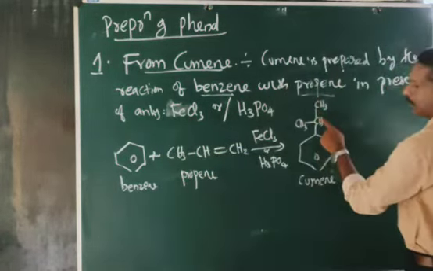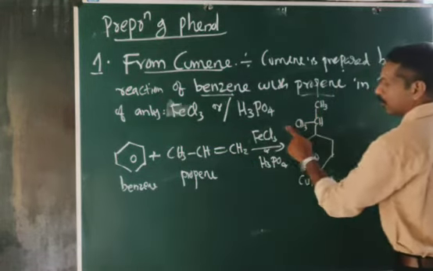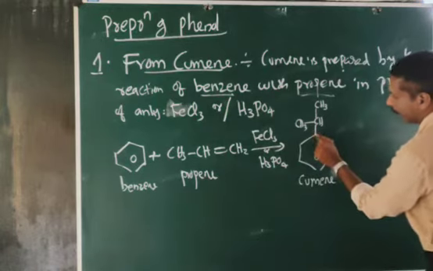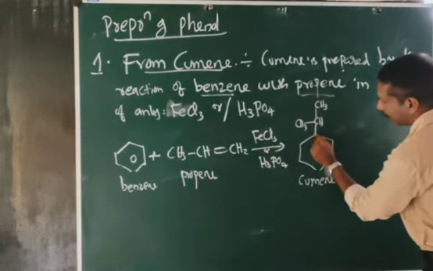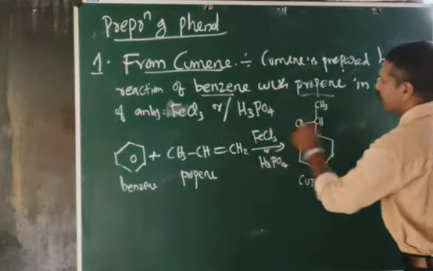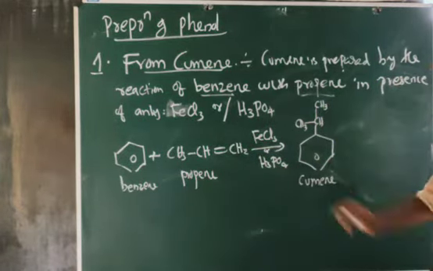So CH is attaching. In that CH there is a CH3 group. Now here, a single bond CH2. That CH2 will join with the ring. You can see that this group is attached by replacing a hydrogen atom from the ring. That hydrogen atom is joining with this CH2 and it will change into CH3. This is known as cumene.